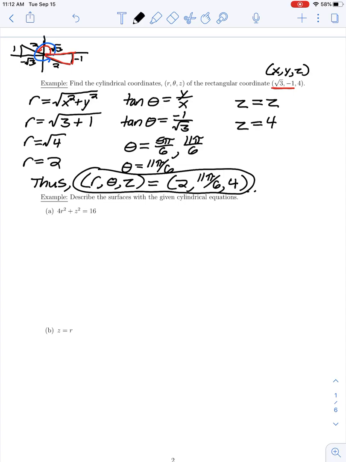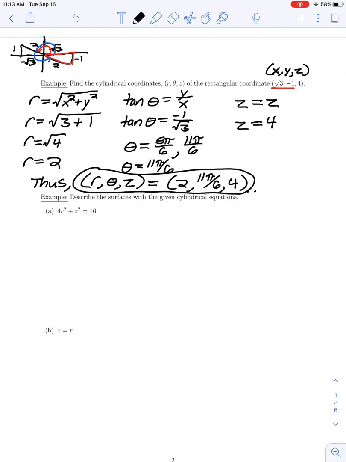So a couple of examples of converting from one system to the other. And we can see here that this is really the exact same as the conversion between rectangular and polar coordinates in the plane, since our z coordinate is the same regardless of which system that we're using. So let's look at some other problems now that we know how to convert from one system to the other. We can describe certain types of surfaces more easily in terms of cylindrical coordinates as opposed to rectangular coordinates.